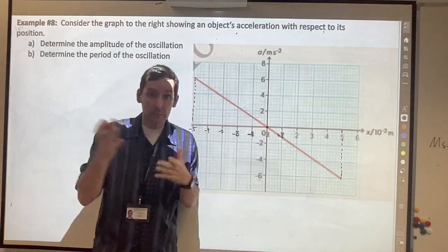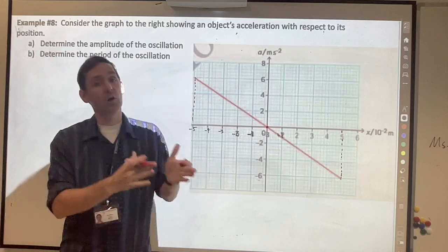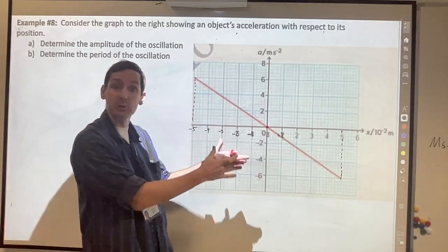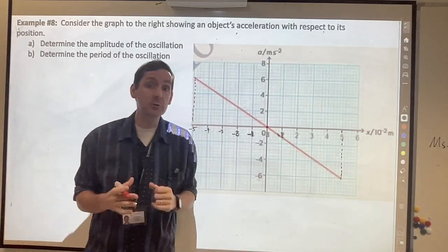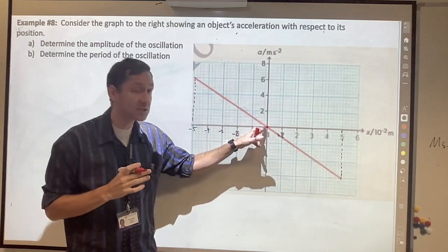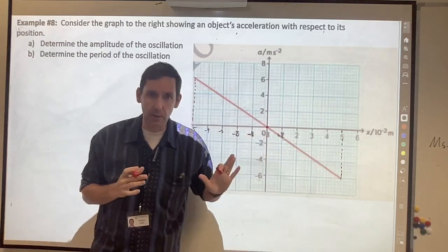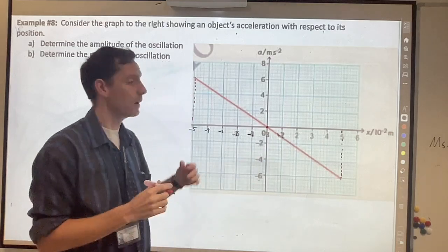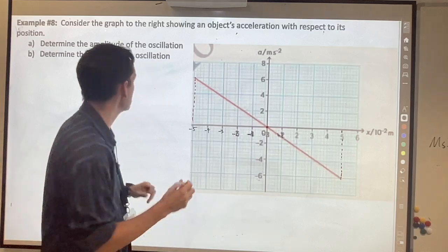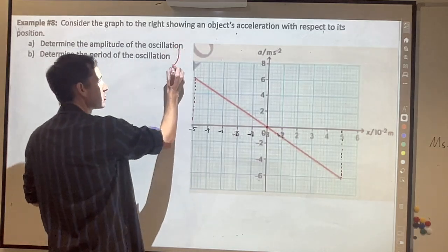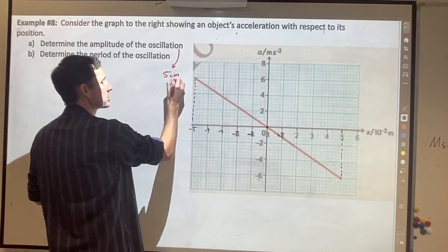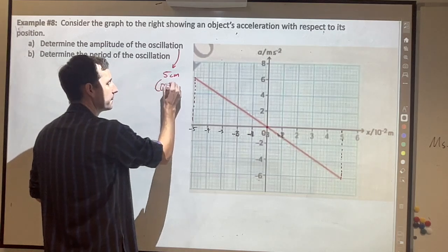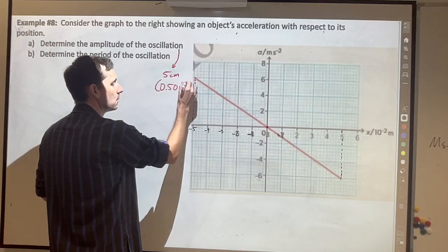That's how simple harmonic motion works. It goes one direction and then has the same amplitude in the other direction. The amplitude, remember, is the distance from the center to the maximum displacement, which in this case is 5 centimeters, or 5 times 10 to the -2 meters. So that first question, pretty straightforward: 5 centimeters, or 0.05 meters.